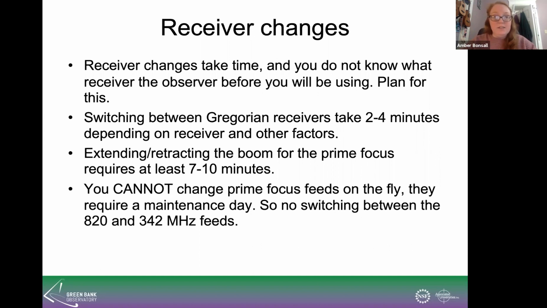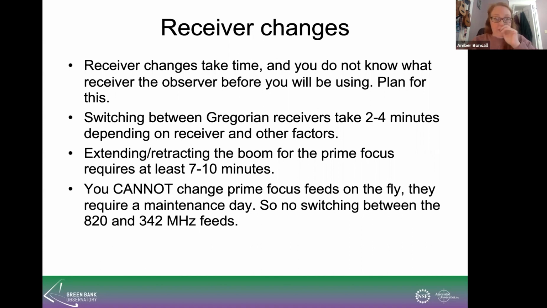But it takes between 2 to 4 minutes if you're moving from one end of the receiver turret to the other to switch between receivers, and retracting or extending the prime focus or the boom can take 7 to 10 minutes. They cannot change the prime focus feed on the fly.